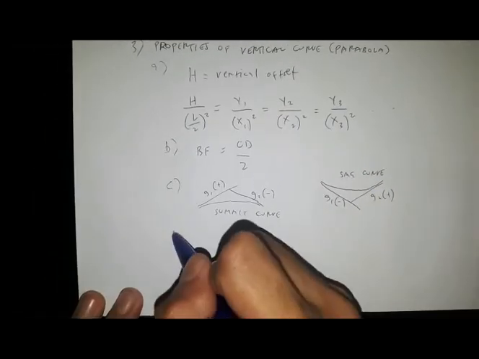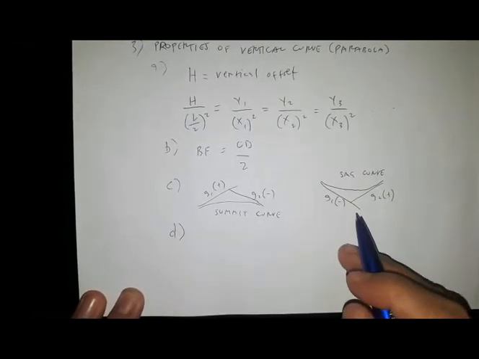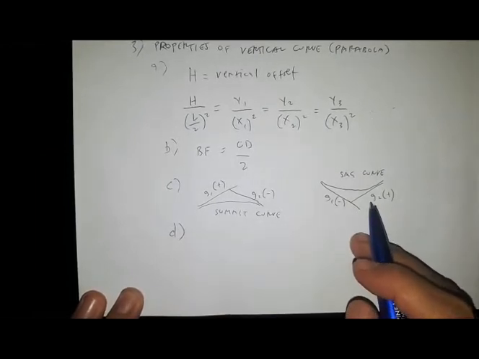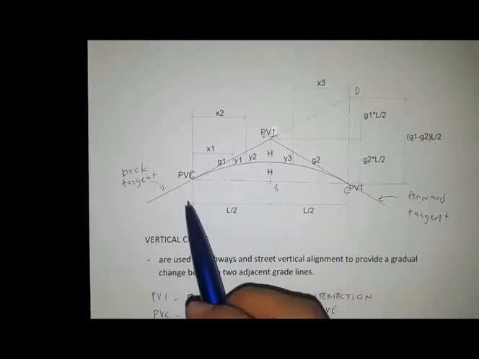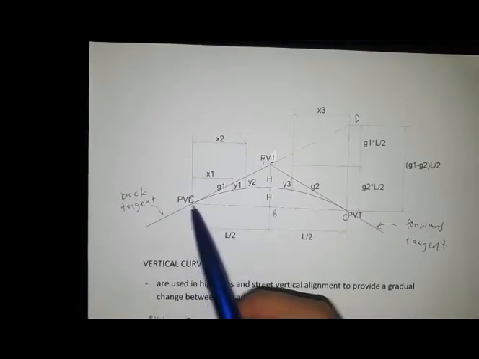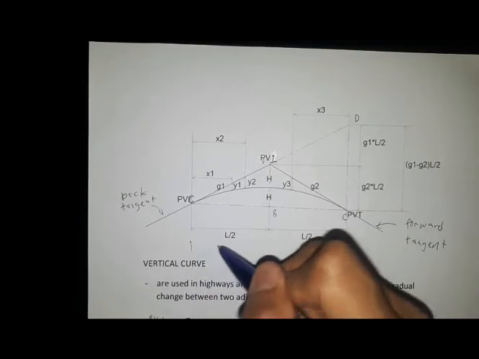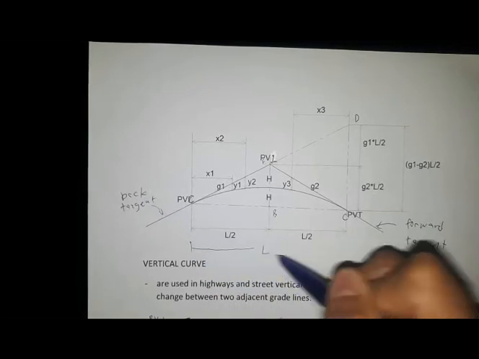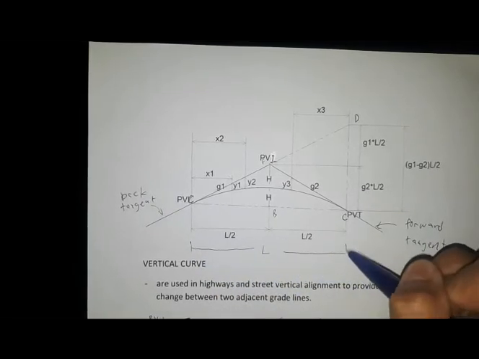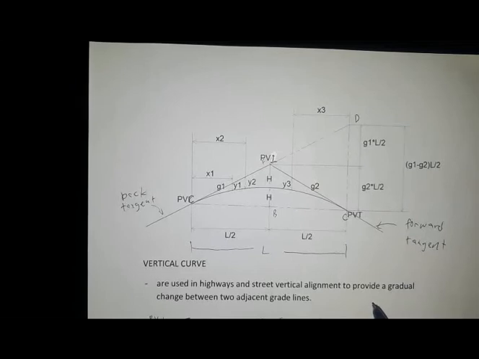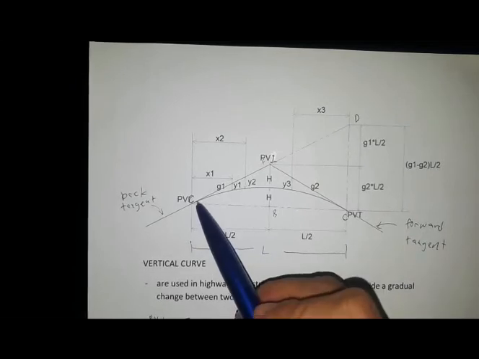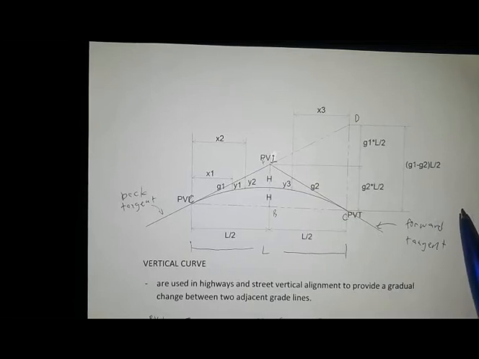Next property, the length of a parabolic vertical curve refers to the horizontal distance from PC to PT. So we have here the length from PVC to PVT. So this is the length of the parabolic curve and not the curve length. We have here L over 2, and here L over 2.